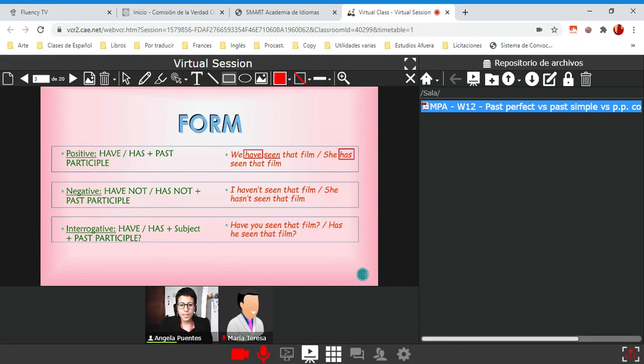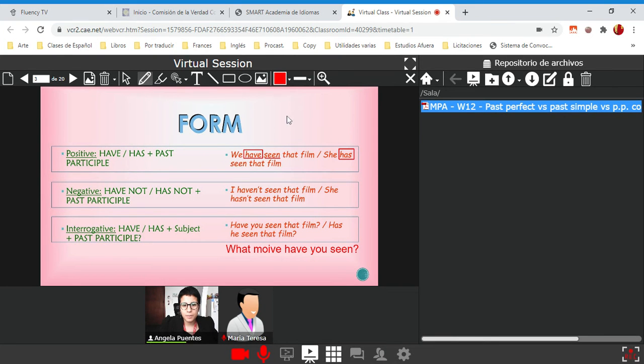Or the structure for the interrogatives, where we start with the auxiliary. In this case, have you seen that film? Has she seen that film? Okay, so this is the way that we organize it. And also we can use W words for making questions, right? For example, what movie have you seen? Yes. So we can make W questions and these kinds of things. So do you have questions about the form of the structure? No. Okay, very good.